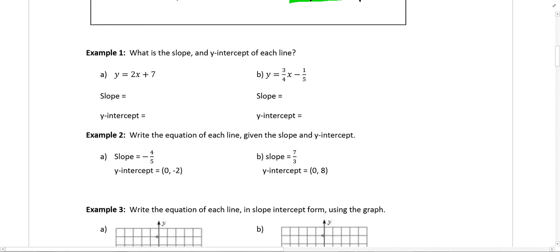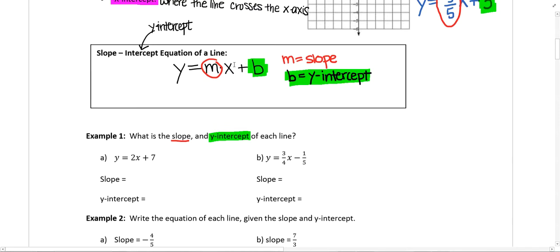So to begin with, let's practice finding from the equation of a line what is the slope and what is the y-intercept. Okay, so you want to look for the slope in front of the x. It is the coefficient. It's the number in front of the x that's multiplying it. If you don't see a number here in front of x, then that means that your slope is 1, because we don't write 1 times x.